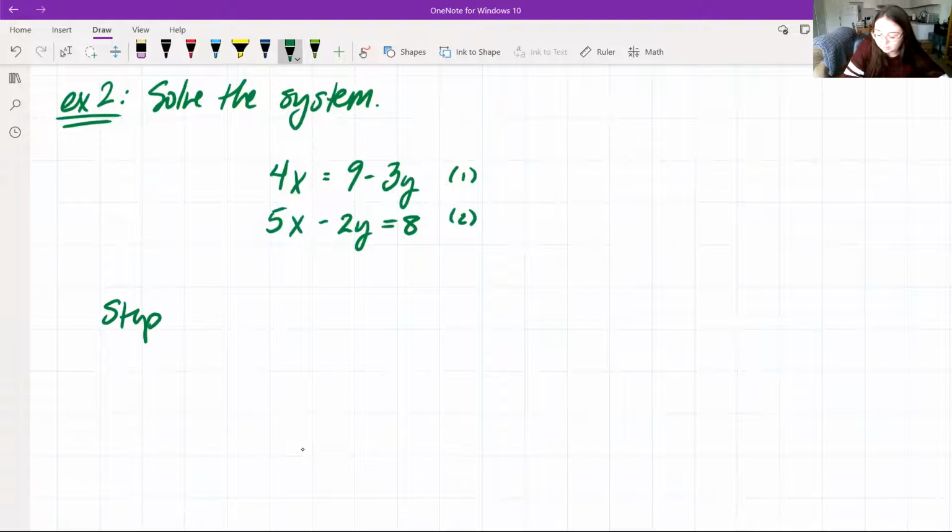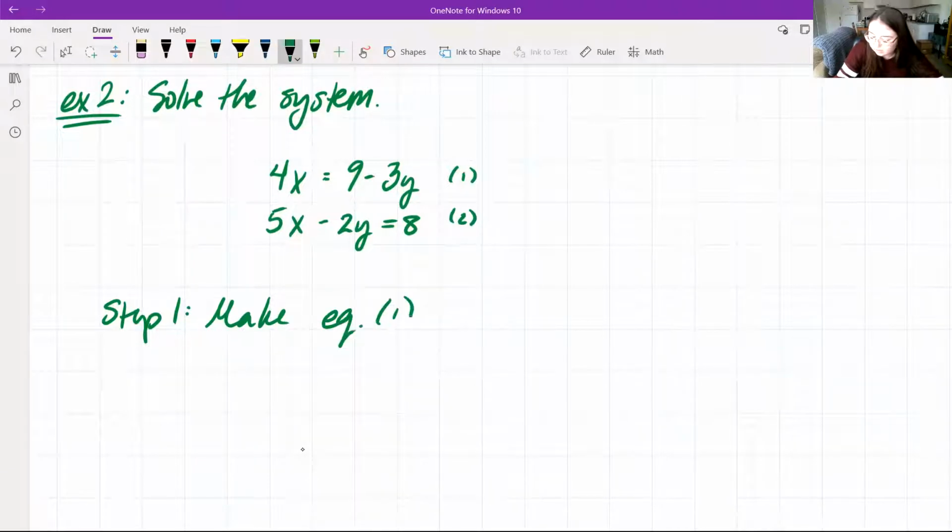So step 1, we want to go ahead and make sure that both of our equations are in standard form, which we see equation 1 is not in standard form. So we need to make equation 1 into standard form.